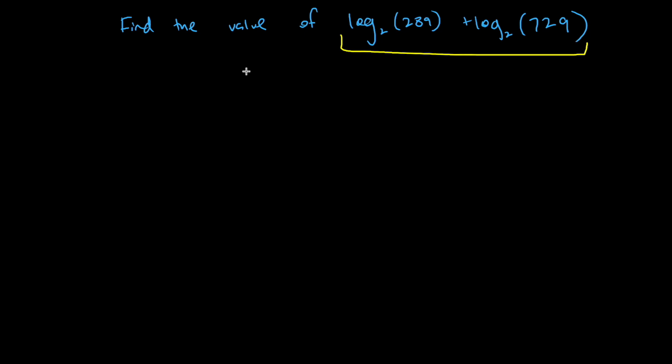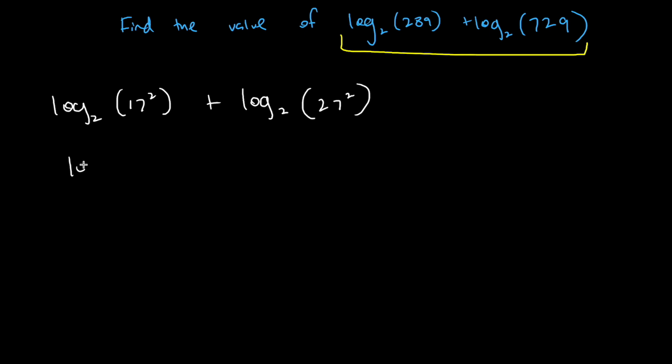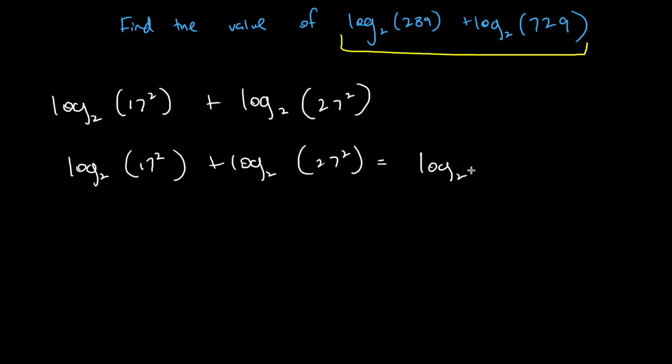Well, we can use two identities here. First, we can simplify this left term. We have log base 2 of 17 squared, and this right term would be log base 2 of 27 squared. Now, using our addition identity, log base 2 of 17 squared plus log base 2 of 27 squared is simply log base 2 of 17 squared times 27 squared.